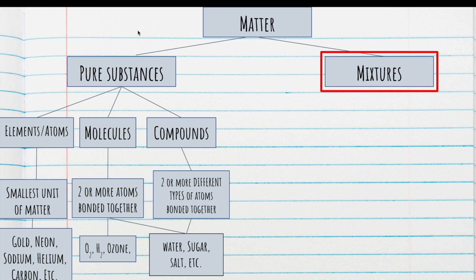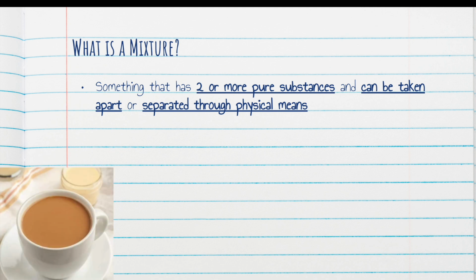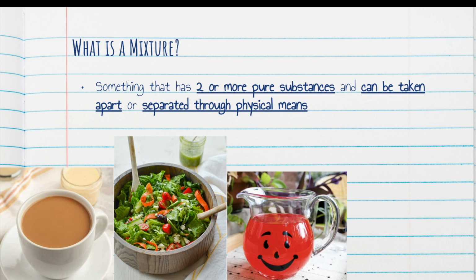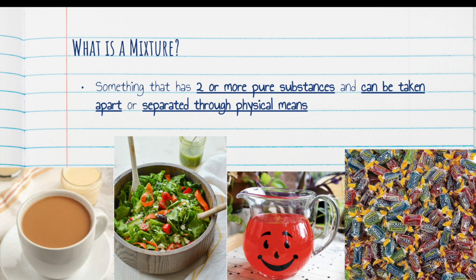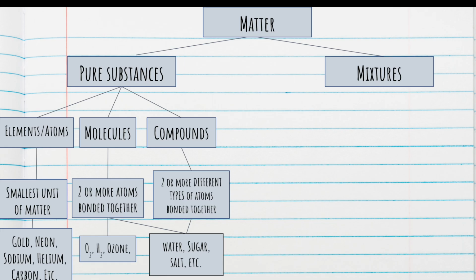On to mixtures. You might be asking, what is a mixture? A mixture is something that has 2 or more pure substances, and it can be taken apart or separated through physical means. Examples of mixtures include coffee with milk, salads, Kool-Aid, and bags of Jolly Ranchers. And there are 2 main types of mixtures: homogeneous mixtures and heterogeneous mixtures. So now that we have a little bit more information on mixtures, let's add that to our concept map.